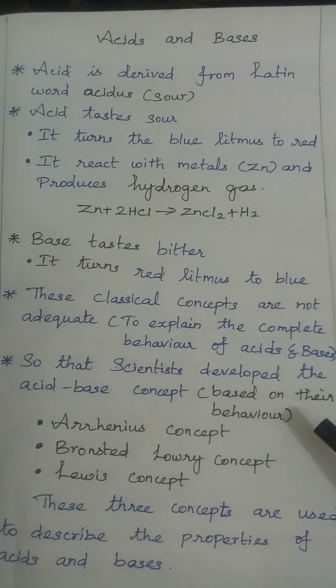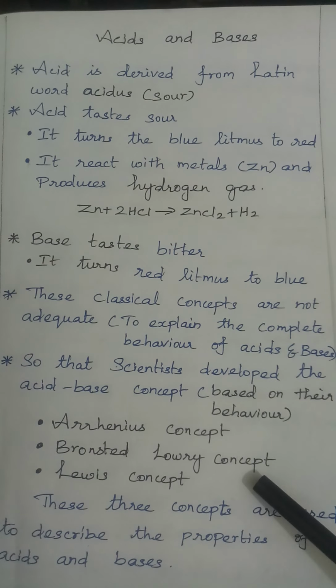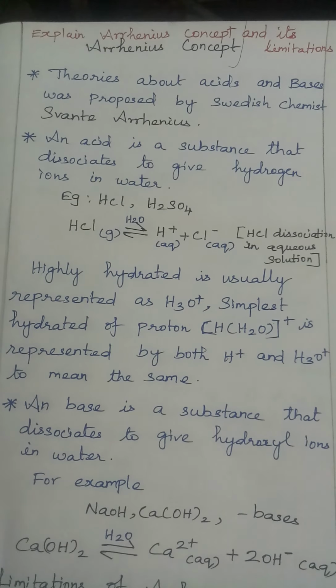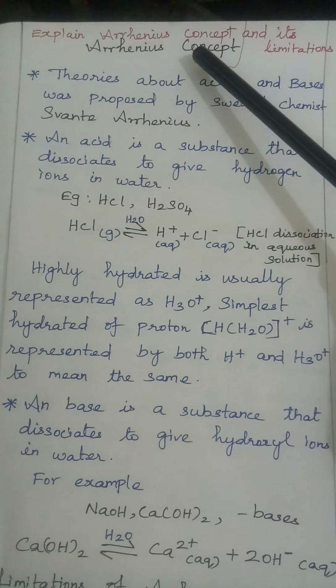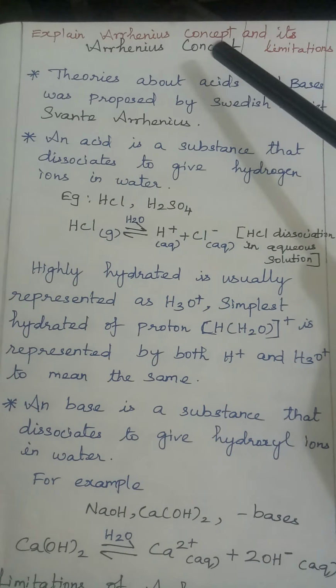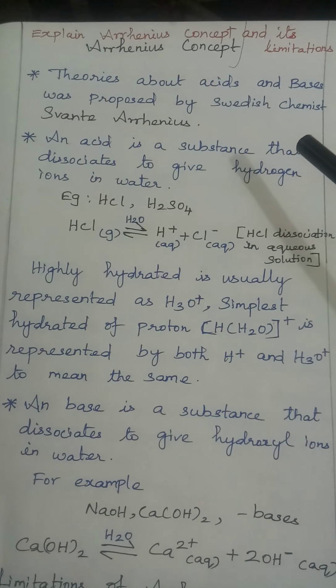What are the concepts developed? Arrhenius concept, Bronsted and Lowry concept, Lewis concept. These three concepts are used to describe the properties of acids and bases. Explain the Arrhenius concept and its limitations. This is a question. Arrhenius concept. The concept of acids and bases was proposed by Arrhenius.